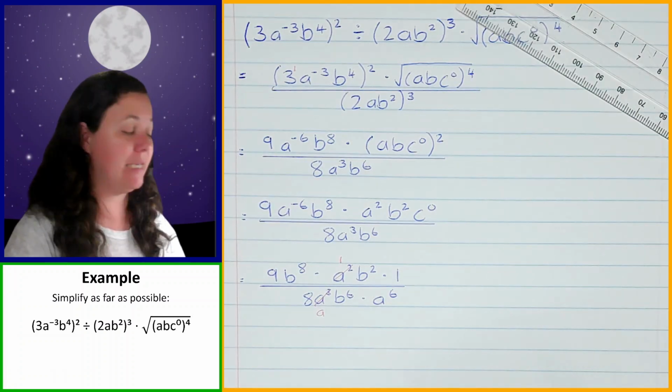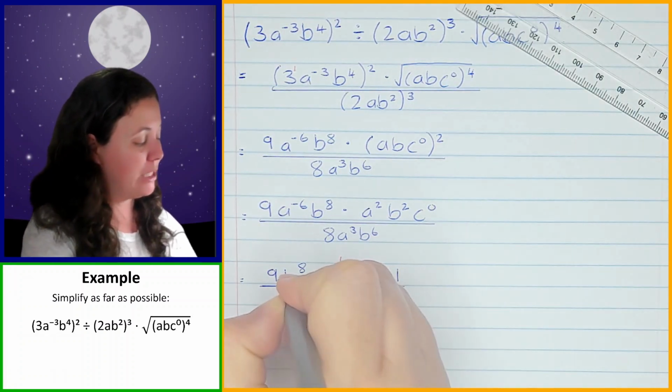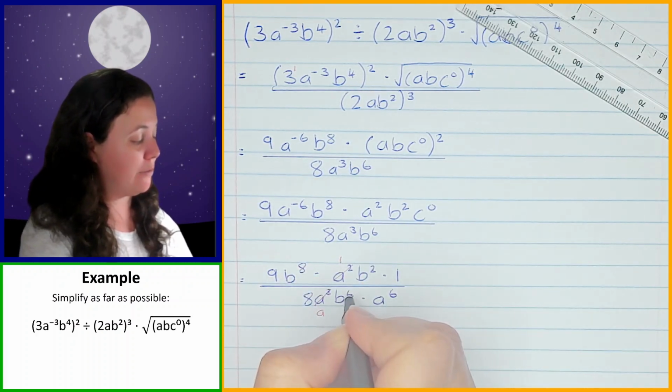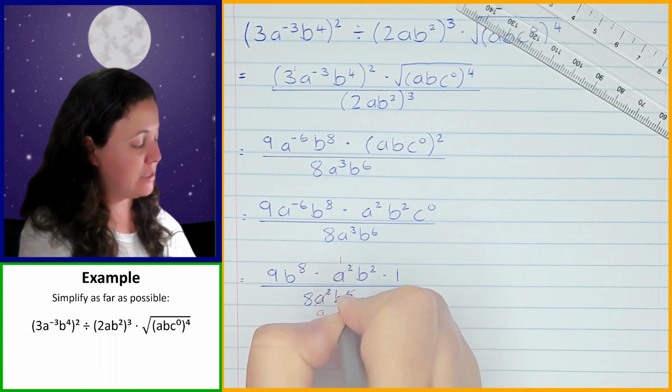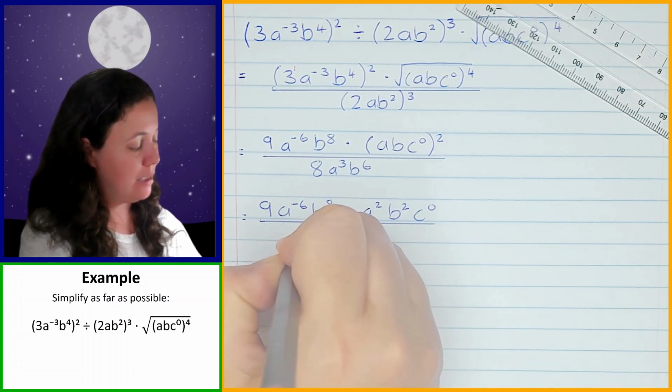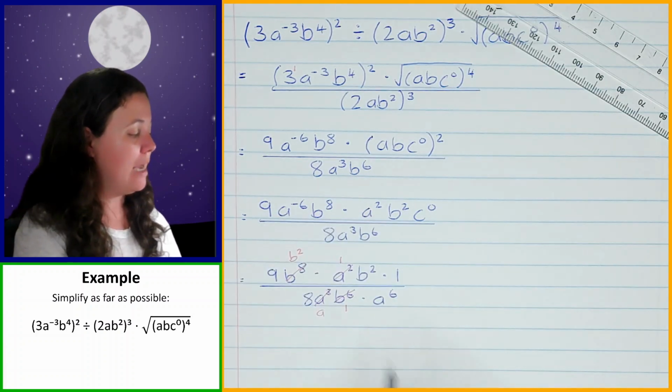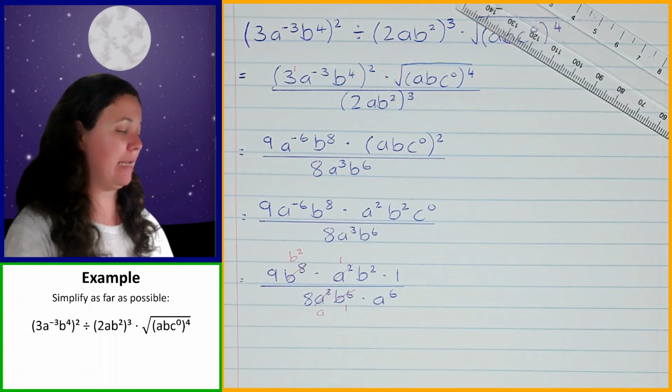Then we're going to look at our b's next. So the b's, I've got b to the power of 8 at the top and b to the power of 2 at the top, and at the bottom I've got b to the power of 6. So I can simplify that. B to the power of 6 goes in there once, and I'm dividing it, so it's b to the power of 8 minus 6, which is 2.